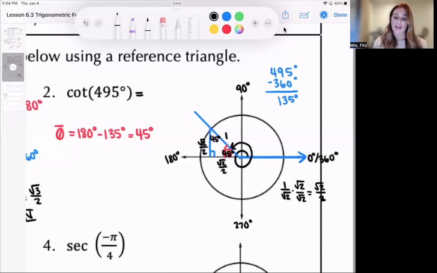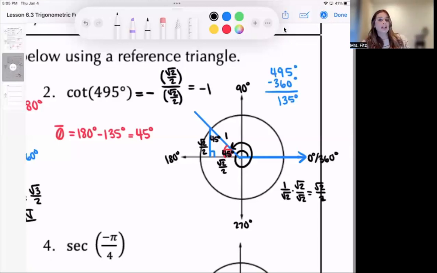Okay, cotangent. All Students Take Calculus: the only one positive in quadrant 2 is sine. Tangent and cotangent are negative, so you should get a negative answer. And remember, it's adjacent over opposite because it's the reciprocal. So it'd be root 2 over 2 divided by root 2 over 2. Anything divided by itself is 1. So cotangent of 495 degrees is just negative 1.